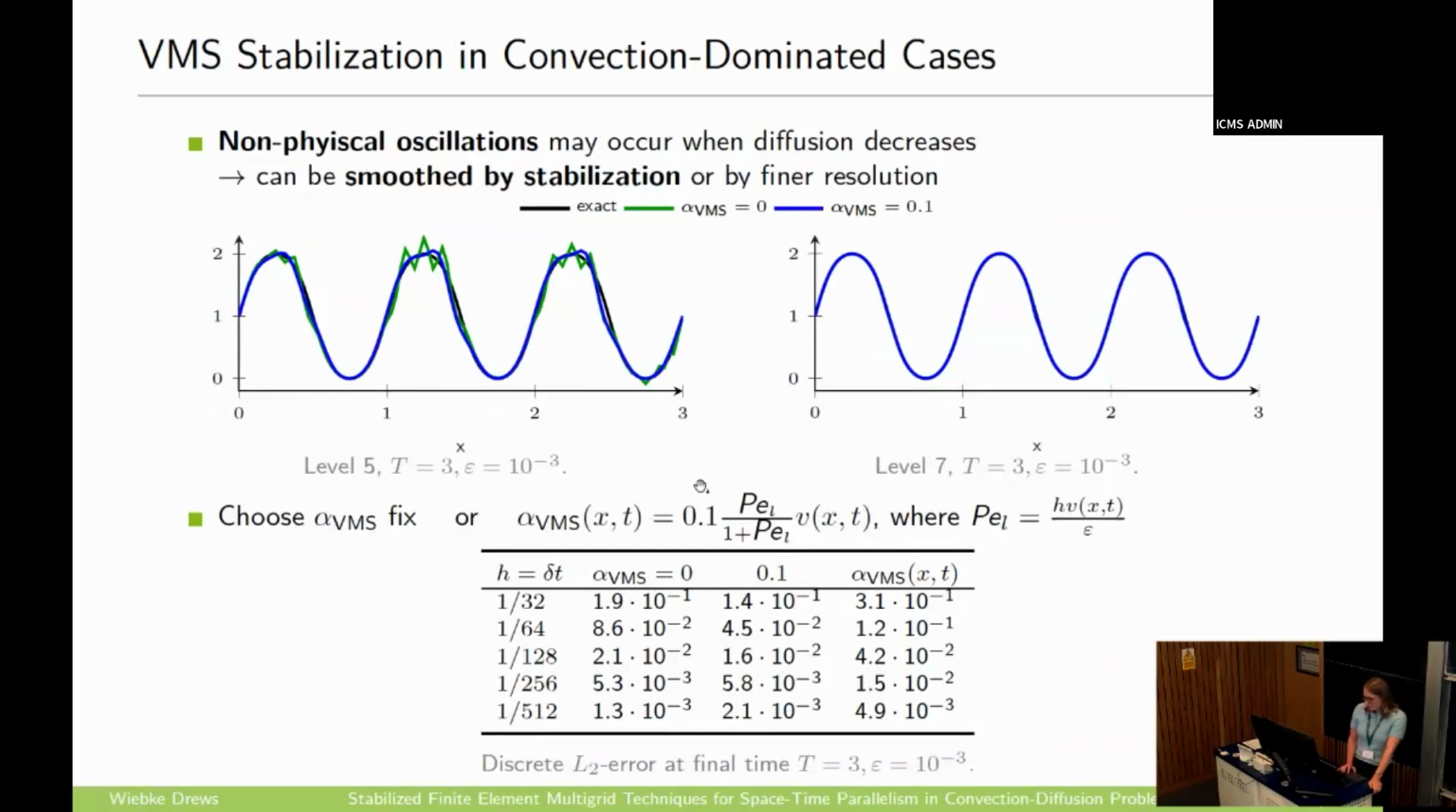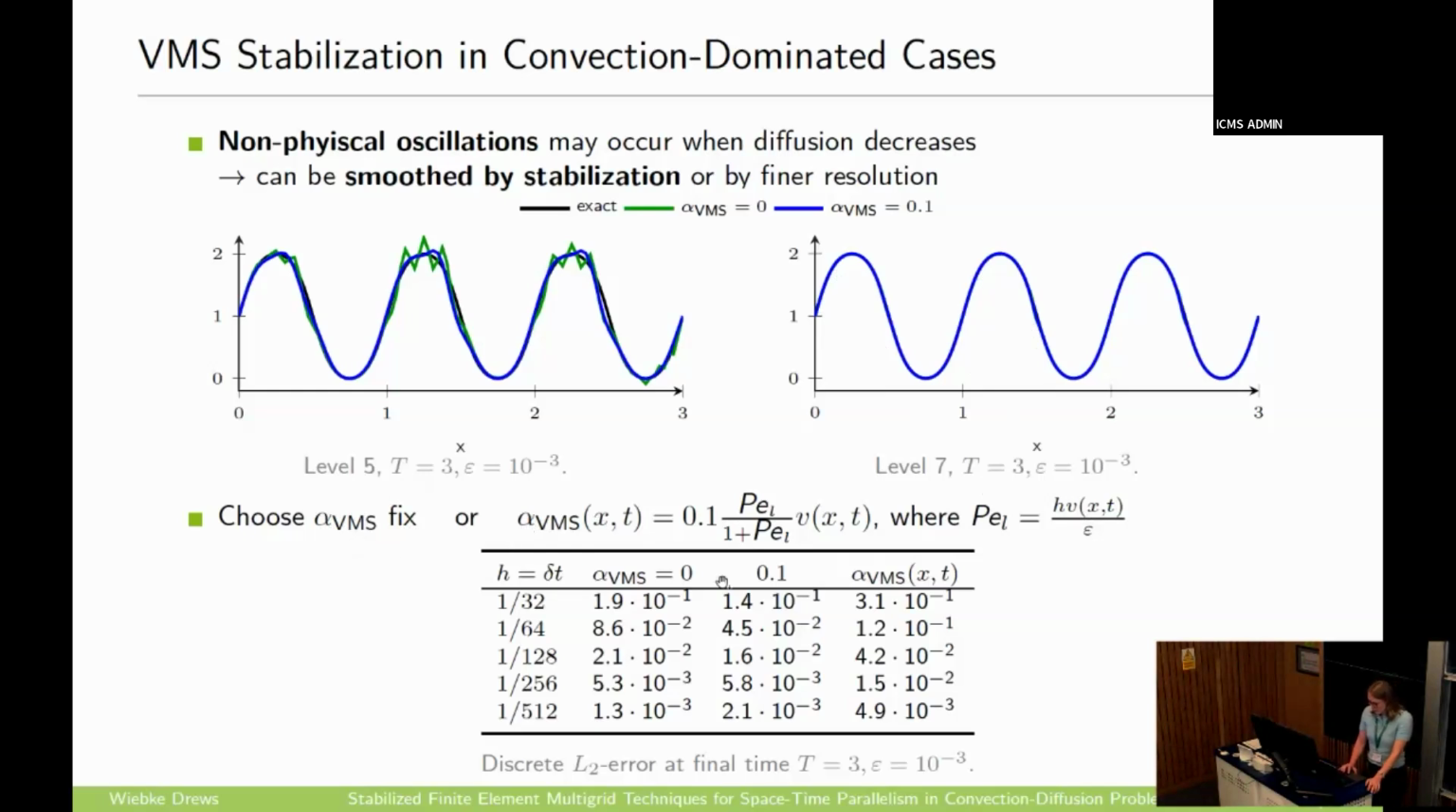If we refine the level, then we see, okay, the oscillations are also not there in the Galerkin discretization, but in fact, the stabilization also looks good. So we have two options to choose our parameter alpha here. So, the easiest one would be to choose it just fixed.